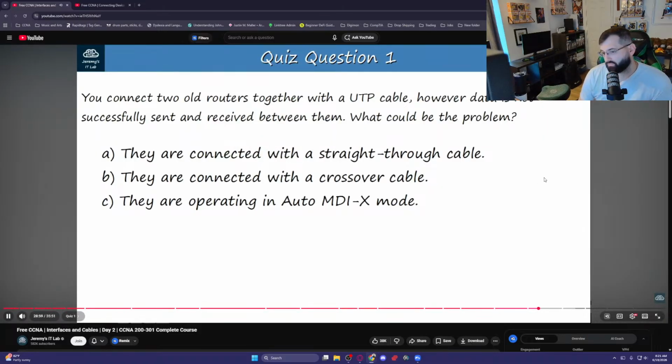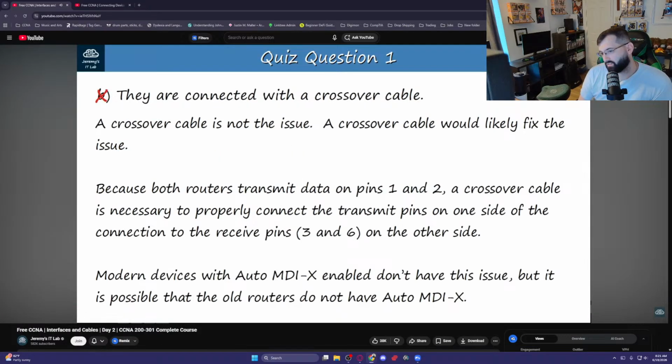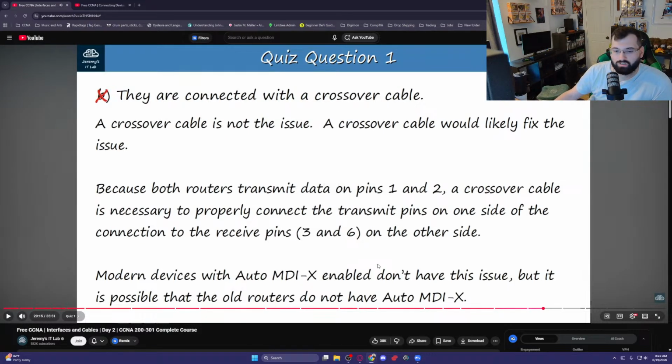The answer is A. They are connected with a straight-through cable. God, I was wrong. Let's check each of the possible answers. A crossover cable is not the issue. In fact, a crossover cable would likely fix the issue. I wasn't wrong in my reasoning. I answered the question wrong. All of my reasoning was correct.